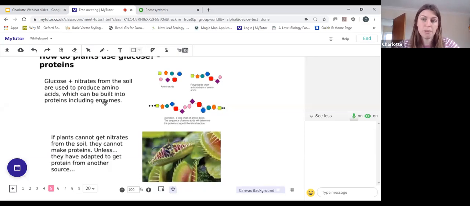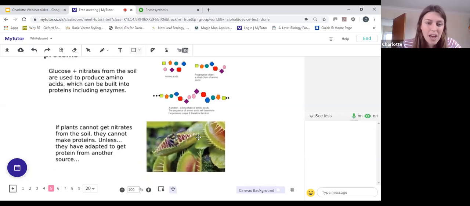And we talked briefly about how nitrates are taken into root hair cells by active transport when we talked about transport in cells. So if plants can't get nitrates from the soil, they can't make their proteins unless they've adapted to get their protein from another source. So here I've got a nice example there of a bee being eaten by a Venus flytrap. Not eaten, I suppose.